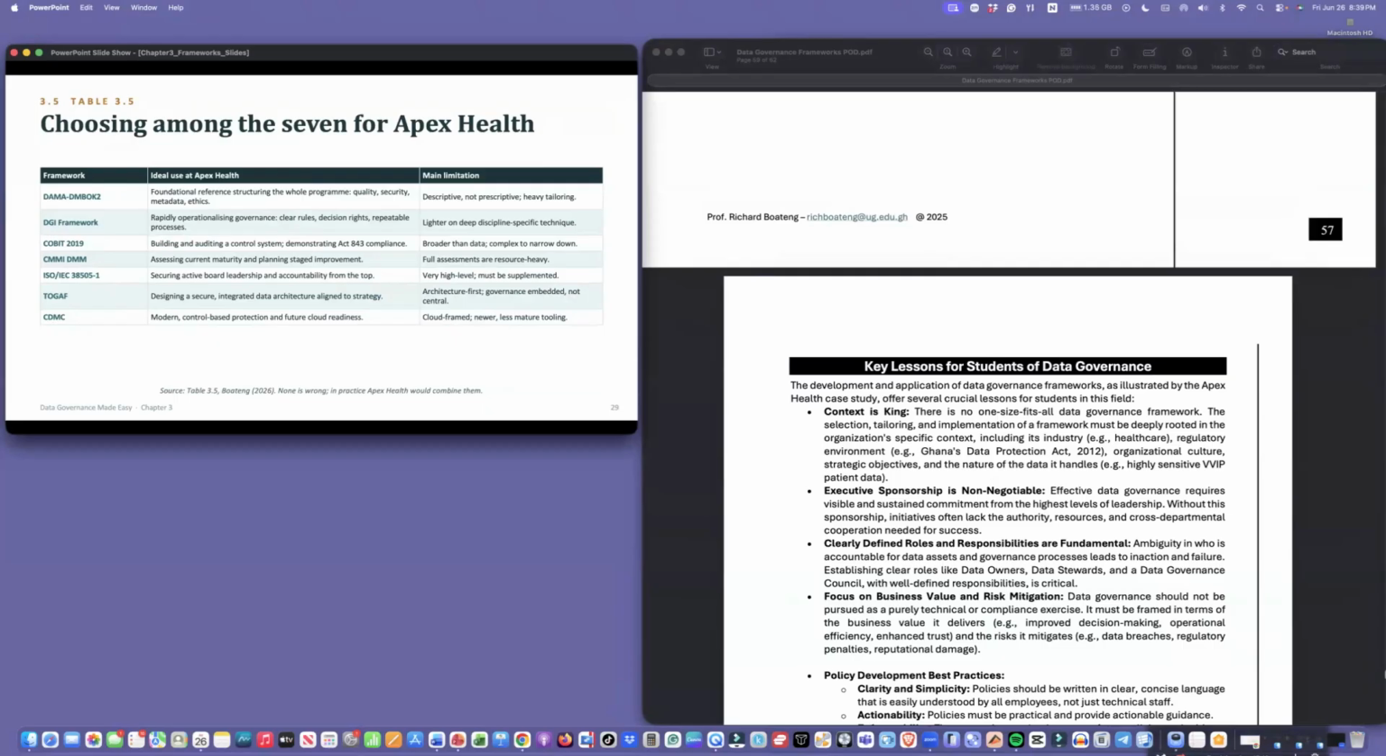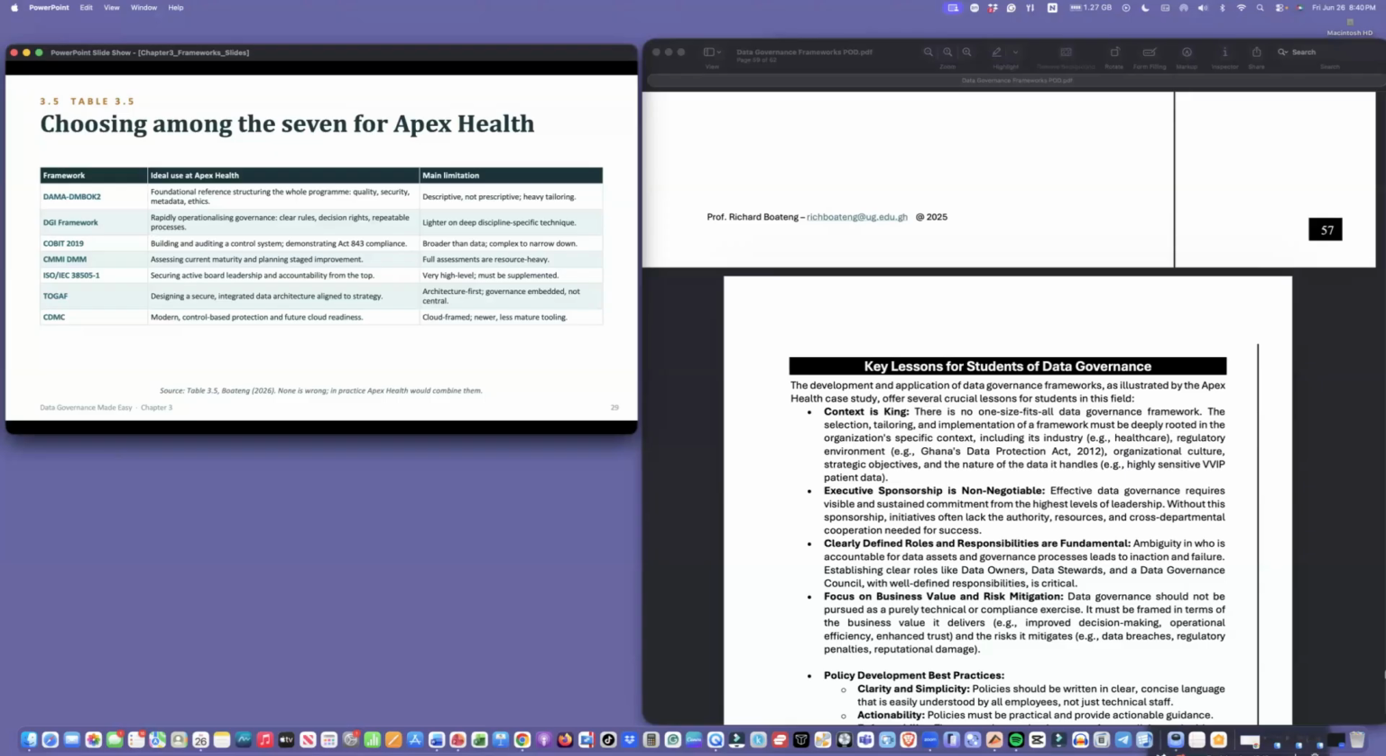Foundational reference structuring the whole program: quality, security, metadata, ethics. Very good for you to develop a foundational model for all the people in an industry to adhere to. DGI, for somebody who is starting, rapidly operational, and is very quick in the activities, the most simple of all. Clear data rules, decision rights, and repeatable processes. COBIT, for building an auditing control system and demonstrating that you are complying with the Data Governance Act. COBIT will do that easily for you.